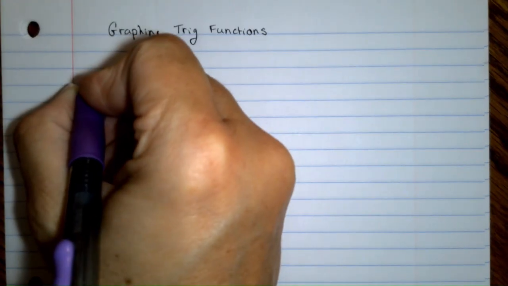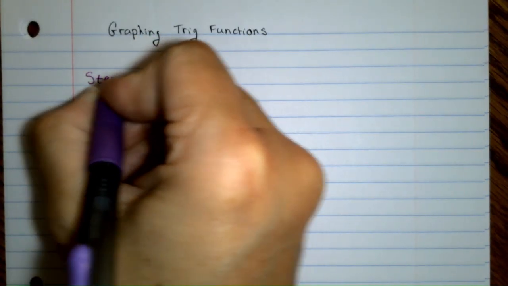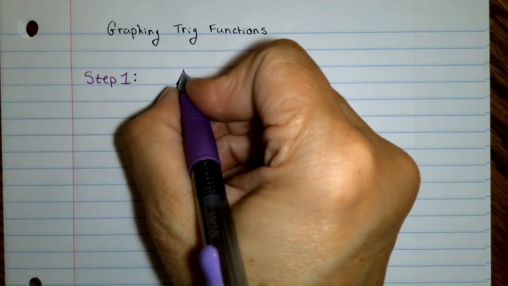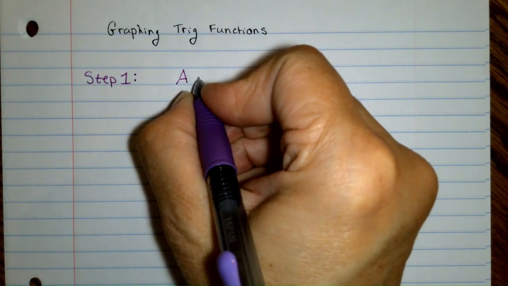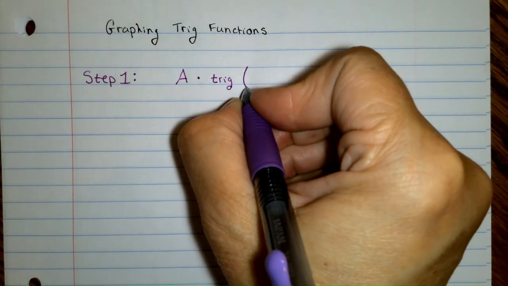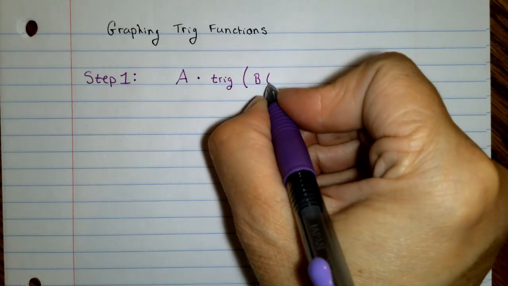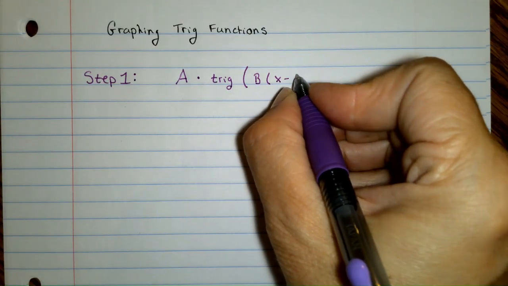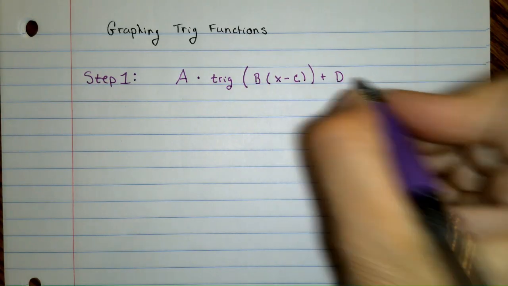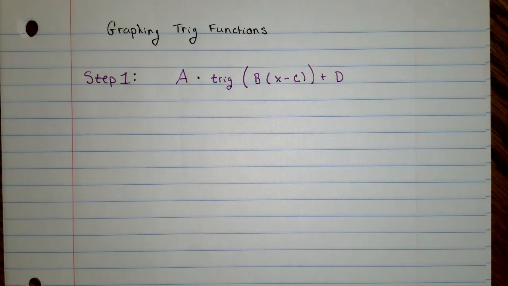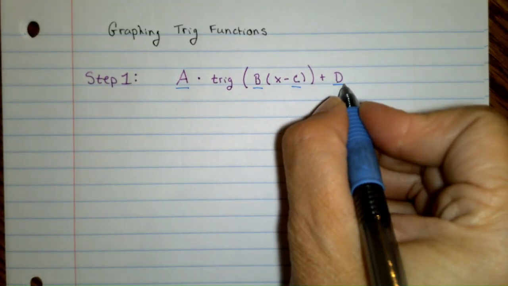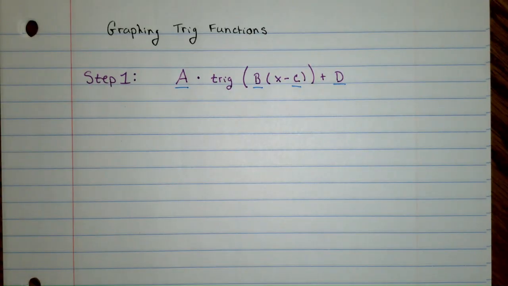So we're going to have steps. Step 1. You need to rewrite it as A multiplied by some trig function of (Bx minus C) plus D. Your A, B, C, and D values are all going to mean something.